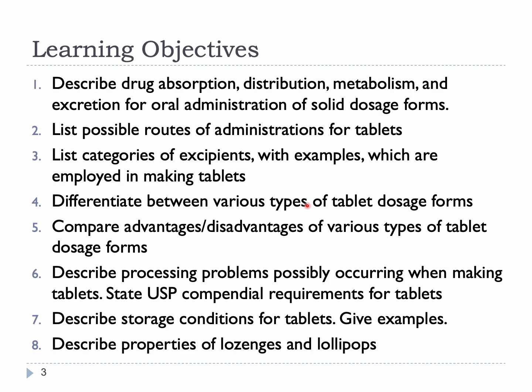After this lecture, you should be able to describe drug absorption, distribution, metabolism, and excretion for oral administration of solid dosage forms. List possible routes of administration for tablets. List categories of excipients with examples which are employed in making tablets. Differentiate between various types of tablet dosage forms. Compare advantages and disadvantages of various types of tablet dosage forms.